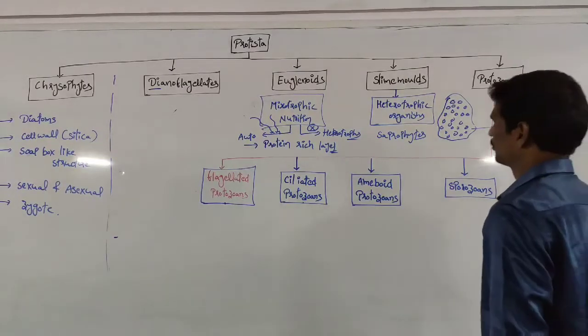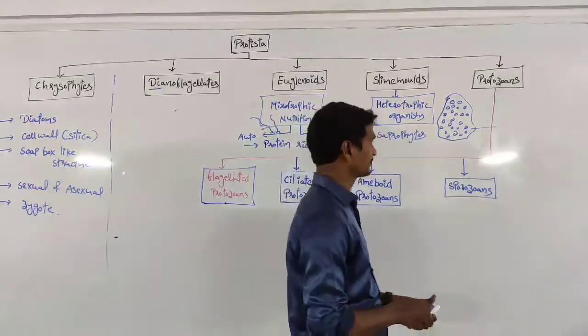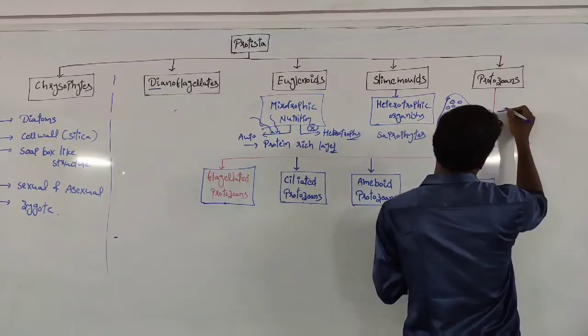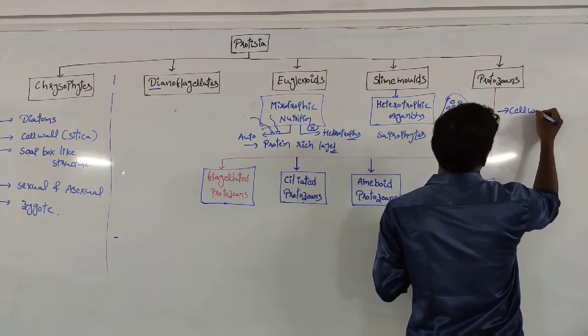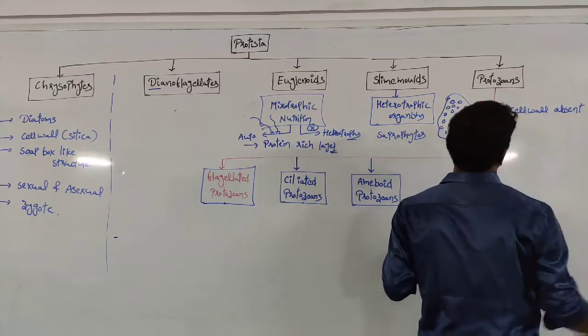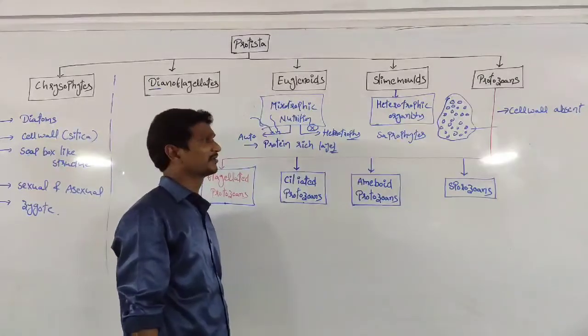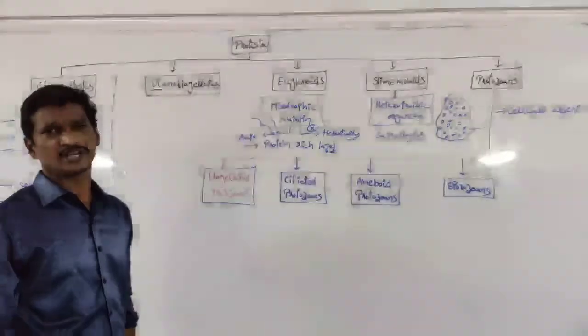Coming to the last one, the protozoans. The protozoans do not have a cell wall. In these organisms, the cell wall is absent. And the protozoans are classified here based on the locomotory organs.